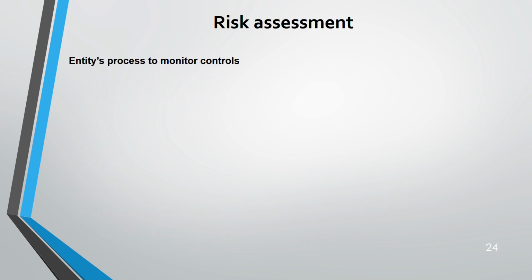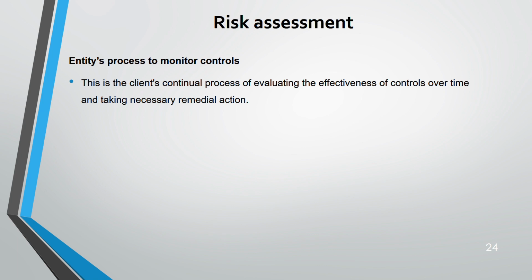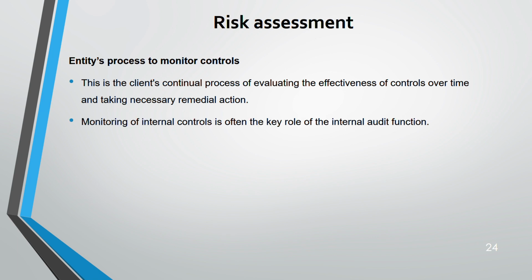Now, the entity's process to monitor the control. Okay, for example, the client's continual process of evaluating the effectiveness of controls over time. It is not just a one-time activity. Continuously, the client has to keep on evaluating how effective the internal control is. Why? Controls keep changing over time. If you keep the same control that you kept 10 years back, it will not be effective in today's time. You have to keep on updating the control. Okay. Next, monitoring the internal control. Monitoring of internal control is whose function? It is the internal auditor's function.